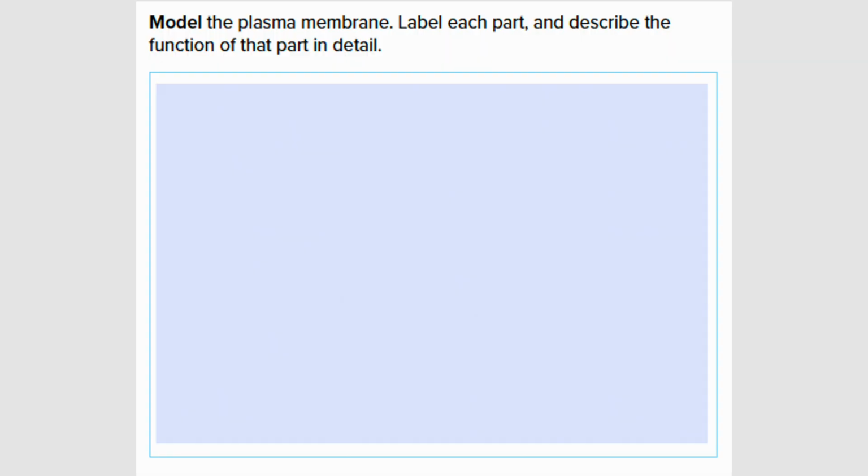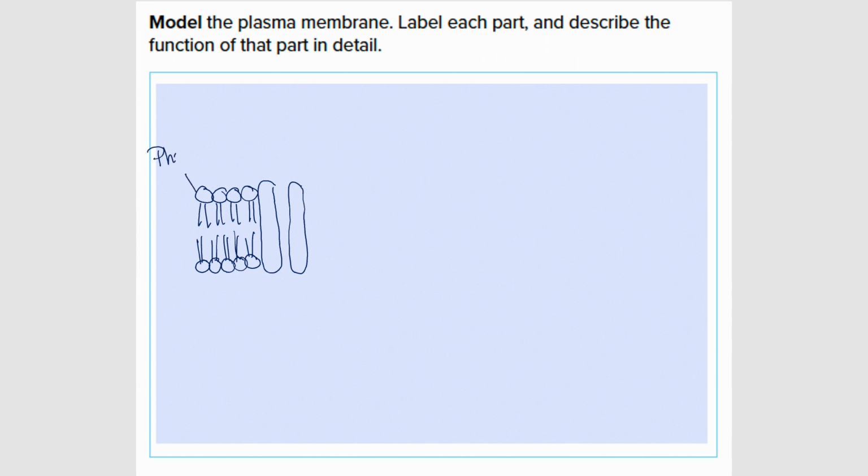So looking at this, we are going to model the plasma membrane and label each of the parts. Let's start with our plasma membrane. Again, remember, this is mostly composed of phospholipids. These phospholipids are arranged in a bilayer manner where the fatty acid tails are associated on the inside. Now, we also want to make sure we are drawing our proteins. One of the big ones is the transport protein, which is almost like our tunnel here.